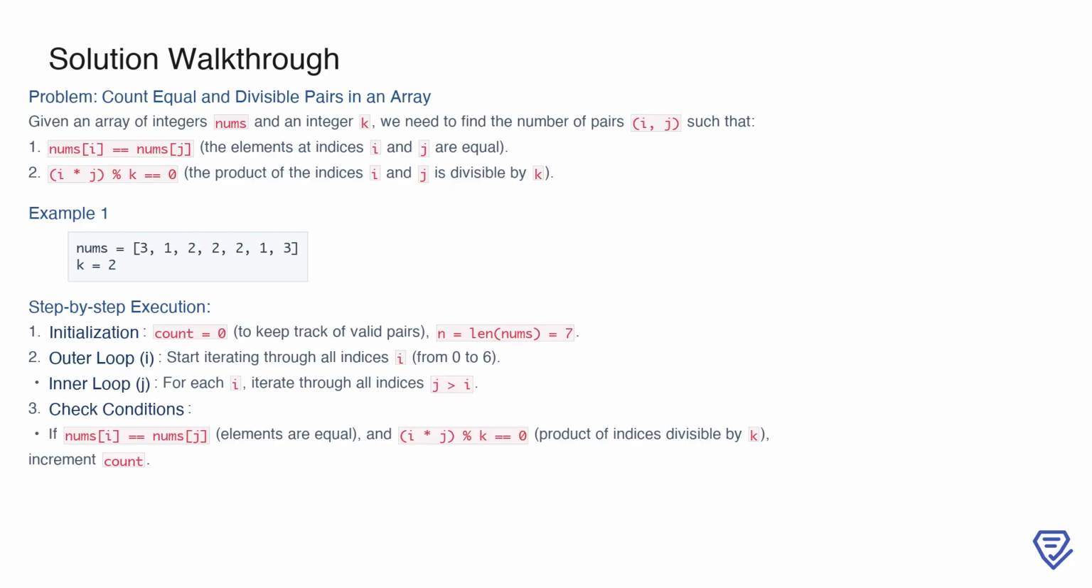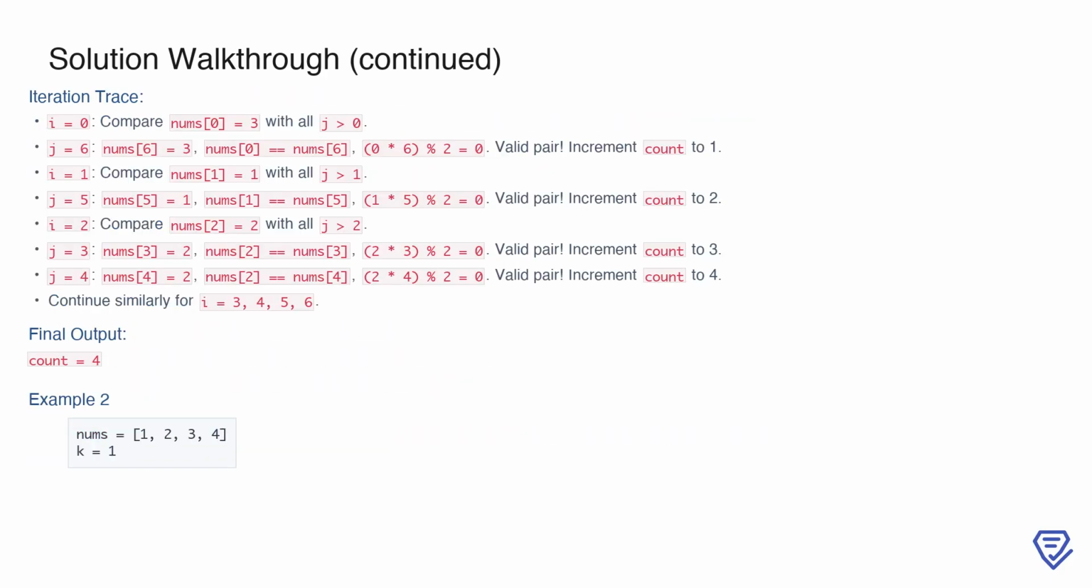Let's walk through the first example to see the algorithm in action. The input array is nums = [3, 1, 2, 2, 2, 1, 3], and k = 2. Starting with i = 0, we compare nums[0] = 3 with all elements where j is greater than 0. At j = 6, nums[6] is also 3, so the first condition, nums[i] equals nums[j], is satisfied. The product of the indices 0 * 6 is 0, which is divisible by 2, satisfying the second condition. This gives us a valid pair, so we increment count to 1.